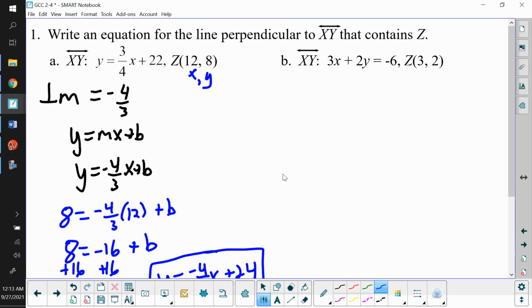We're going to do our same thing in part B. The one difference is we've got to do a little work at the start. We don't have our original equation in y equals mx plus b form. That's called our slope-intercept form. So let's work to make that happen first by subtracting the 3x over. We'll now have 2y equals negative 3x minus 6.